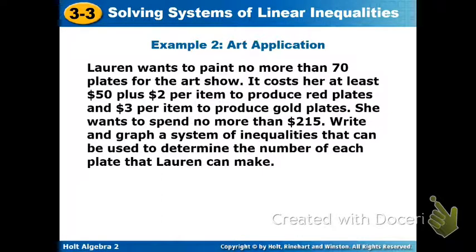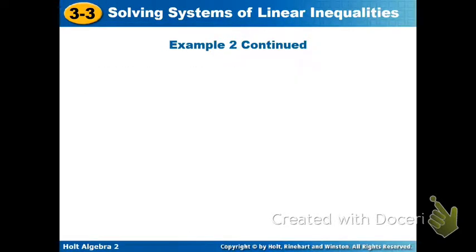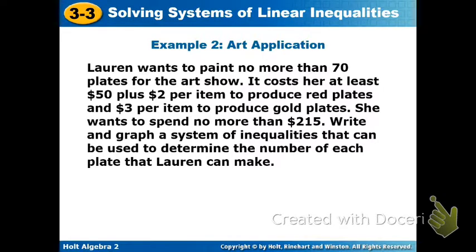Okay, so we have Lauren, and she paints plates. What is the first inequality, or first boundary or limit, that Lauren has? No more than 70 plates. Okay, so is she going to be able to paint 71? No. Can she paint 65? Yes. So if she can paint no more than 70, we're going to put our 70 down.